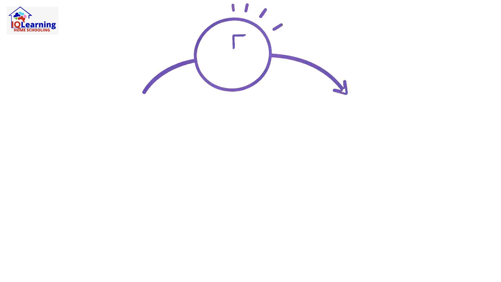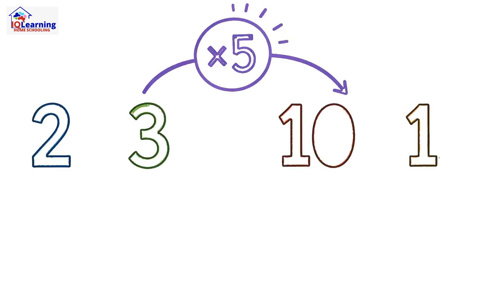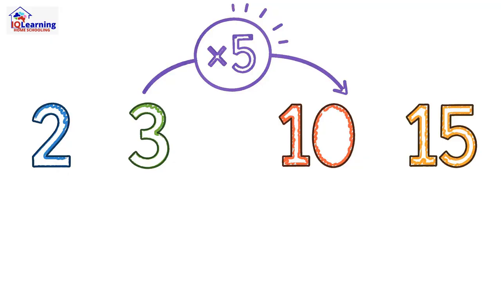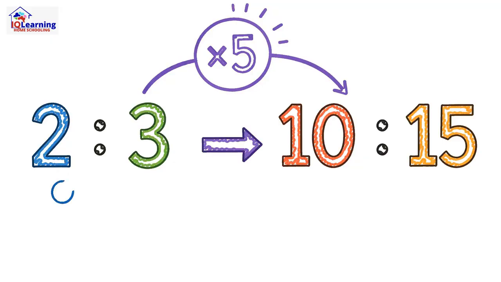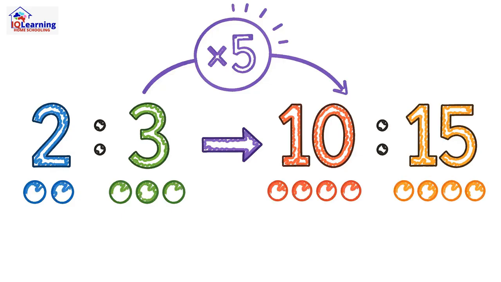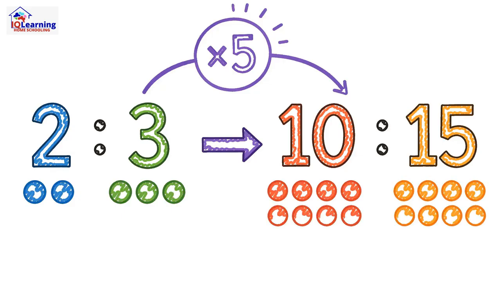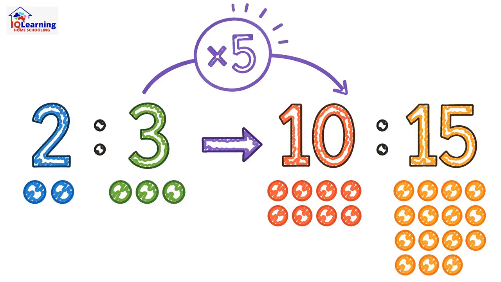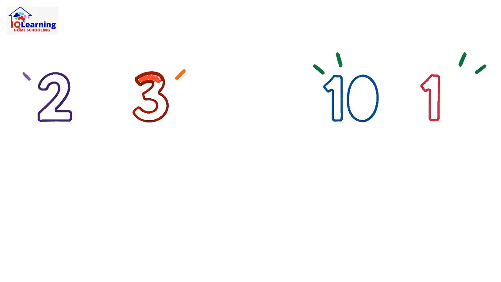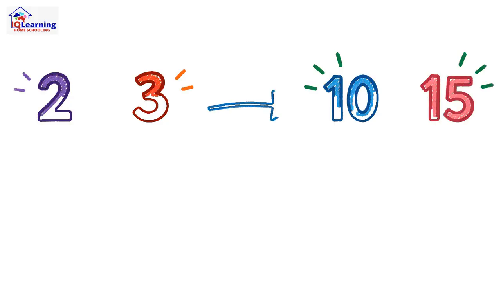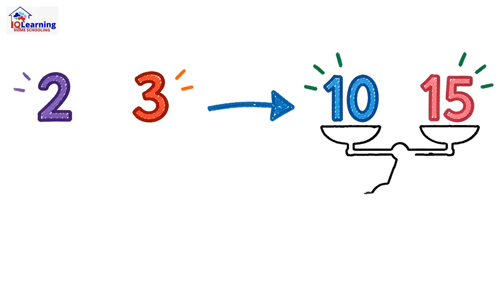Have you ever tried to make pancakes for a crowd when the recipe only serves 4? Or wondered how a chemist mixes a tiny drop of medicine into a giant tank of water without changing its strength? You're already thinking about scaling ratios. Scaling is all about keeping things in perfect balance. The secret is finding one magic number, the multiplier.